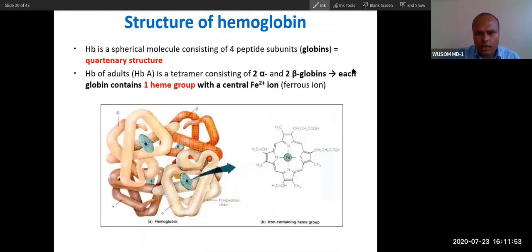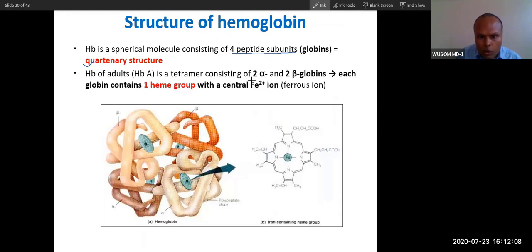So let's see the structure of hemoglobin. I have told you that hemoglobin is a quaternary structure made up of 4 polypeptide chains. You can see that 4 polypeptide subunits are there, and that is why this is called quaternary structure.